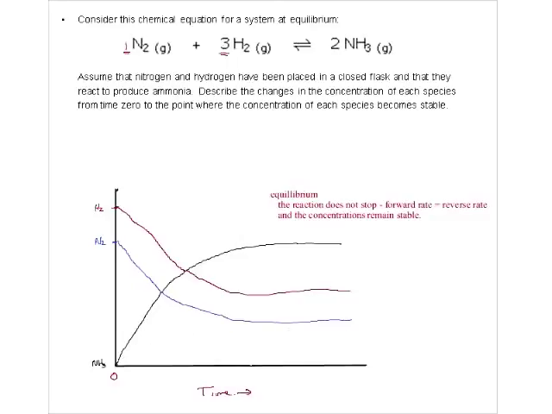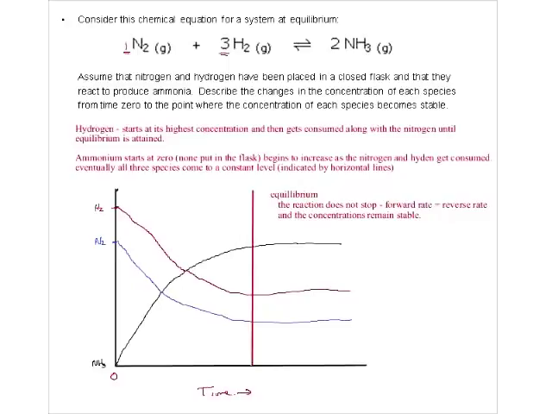So I'm going to leave it like that. And what you would do here now is simply draw a vertical line which would indicate that everything is leveled off here now, and the reaction does not stop. The forward rate is equal to the reverse rate. Okay? And there we go.